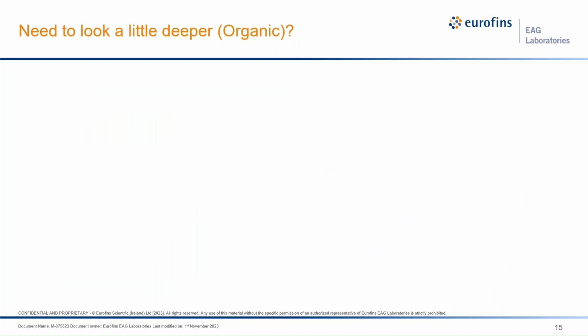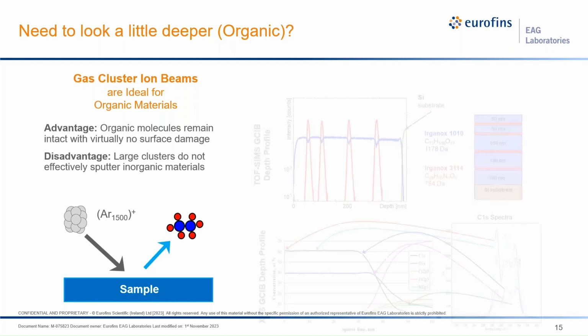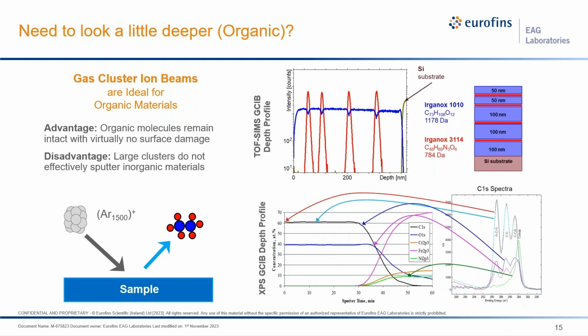If you have an organic contamination, gas cluster ion beams would be suggested because they're much more gentle than the monoatomic argon ion beam, and they're very good at preserving the organic molecular information. These can be done by both TOF-SIMS and XPS depth profiling.